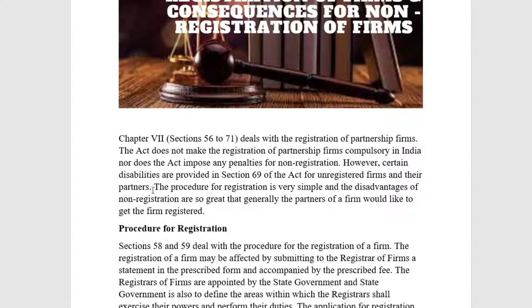Here, if the firm is not registered, what are all the disabilities that will follow? With regard to that aspect, under section 69, there is a mention. So here, because of the disabilities only, the majority of the partnership firms get registered voluntarily. So let us know something with regard to the procedure for registration of the partnership firms. Here the procedure for registration is very simple, and the disadvantages of non-registration are so great that generally the partners of a firm would like to get the firm registered. So this is the beauty of the Partnership Act.